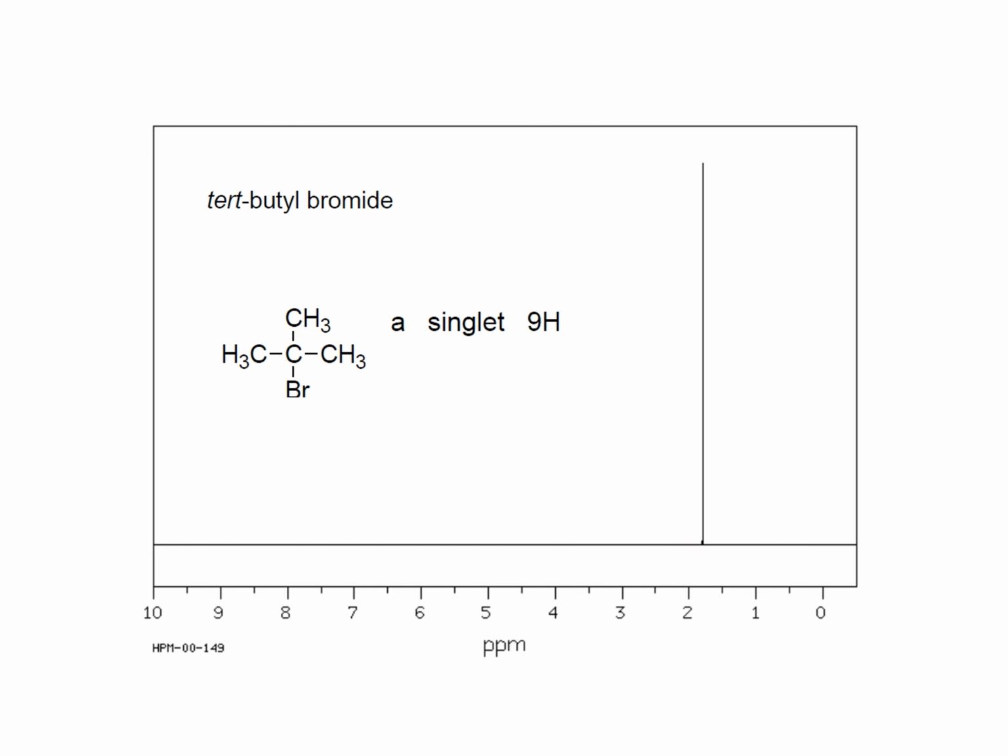Then tertiary butyl bromide. So singlet, 9 hydrogen. Why 9 hydrogen? Because there are 9 hydrogens, the height would be very high, and its position would be in 1 to 2.